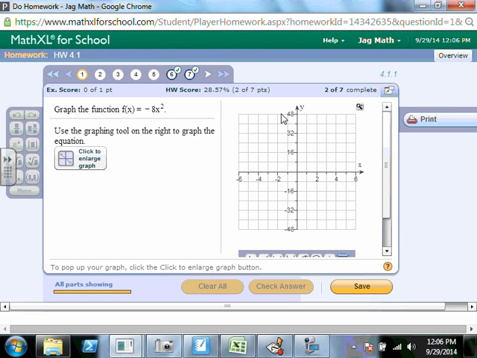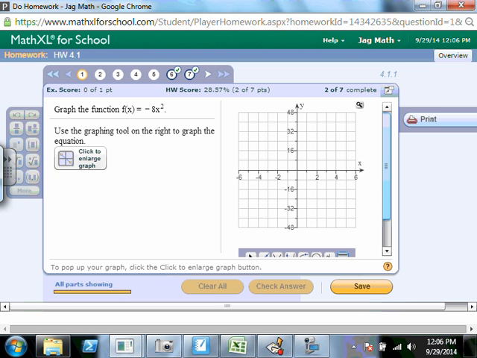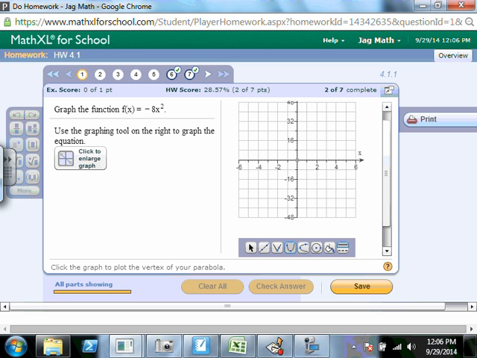This first one, where's the vertex of this thing going to be? 0, 0, the origin. The vertex is going to be 0, 0, the origin. So I'm using my parabola tool. I'm clicking my vertex.